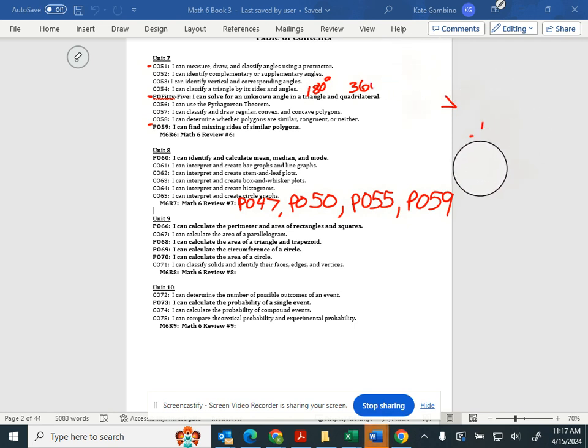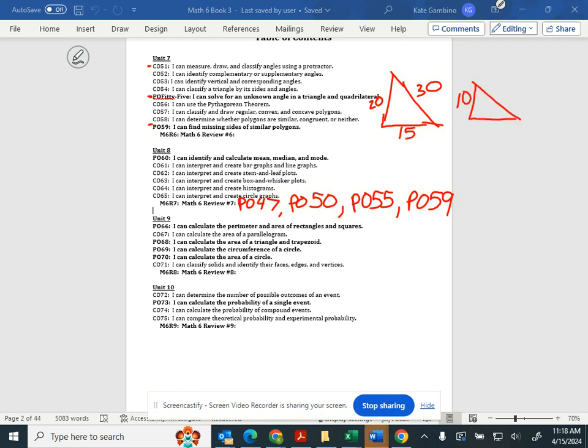Okay. Let's look at PO 59. I can find the missing sides of similar polygons. So if I know this is 20, this is 10, this is 5, I don't know, I can't use those numbers. Let's say this is 20, this is 30, and this is 15. How do I find my missing sides? What math do I do? Try to fit it on one if you can. How do I solve for my missing side? Who remembers?